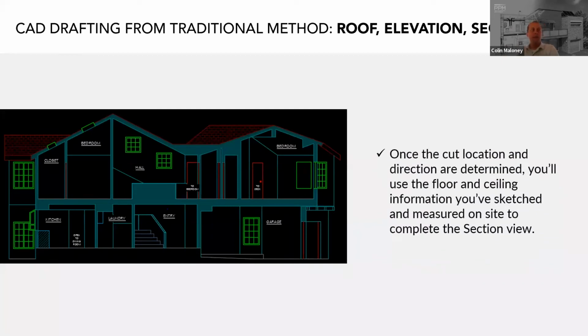Once the cut location and direction are determined, you'll use the floor and ceiling information you've sketched and measured on site to complete the section view. To draft the roof properly in section view, it's highly advised to have your elevation drawings finished first in order to use them. You can see that there's even some hatched exterior elevation info used in this section in the background.